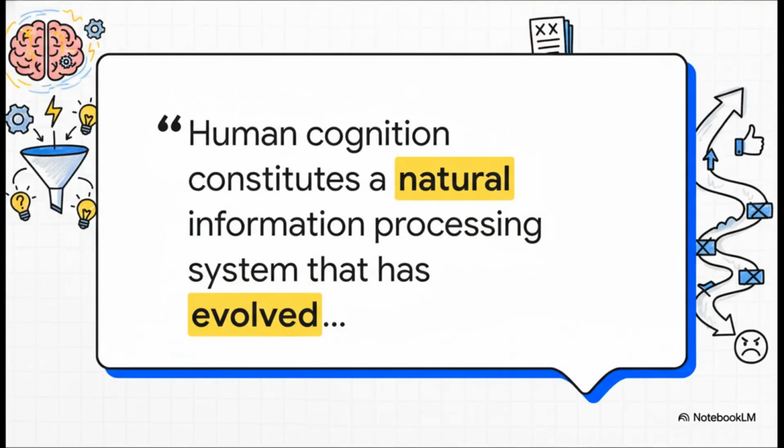At the end of the day, this is all about working with our own biology. John Sweller, the guy who started it all, said our minds are a natural information processing system. It has rules, it has limits, and trying to fight those limits is a losing battle. The smartest thing we can do is work with them.